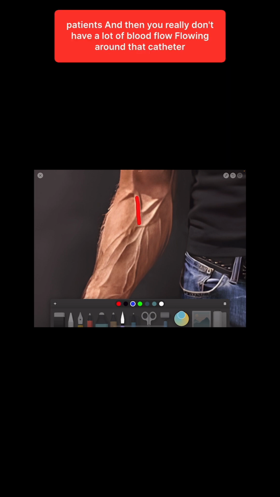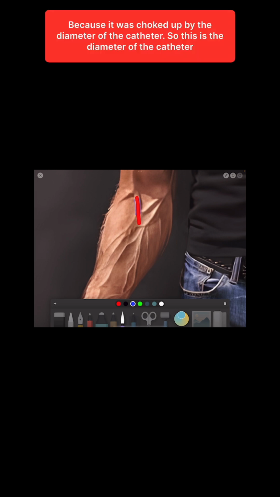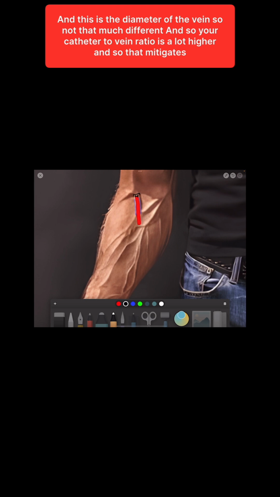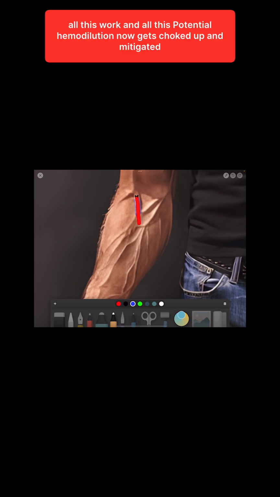And then you really don't have a lot of blood flow flowing around that catheter, because it was choked up by the diameter of the catheter. So this is the diameter of the catheter, and this is the diameter of the vein. So not that much different. And so your catheter to vein ratio is a lot higher. And so that mitigates all this work, and all this potential hemodilution now gets choked up and mitigated.